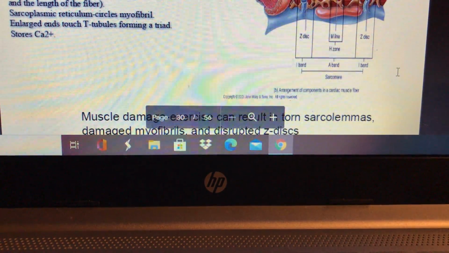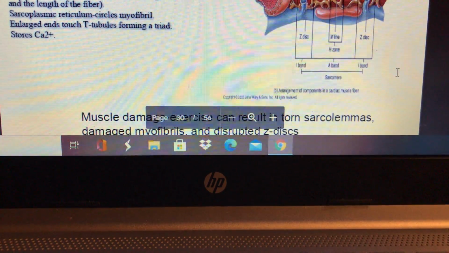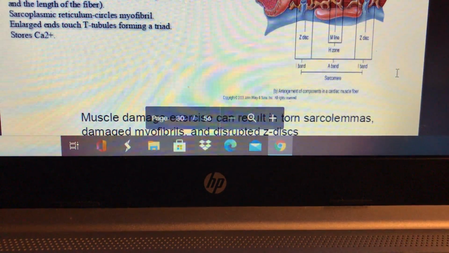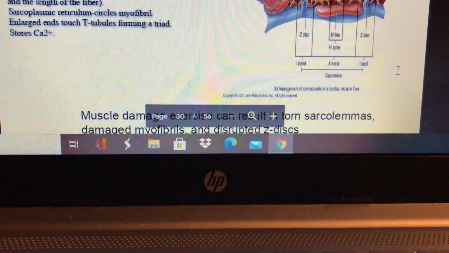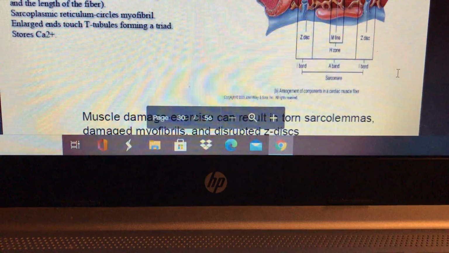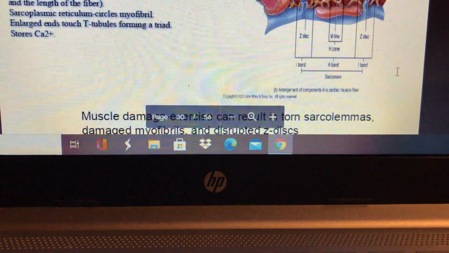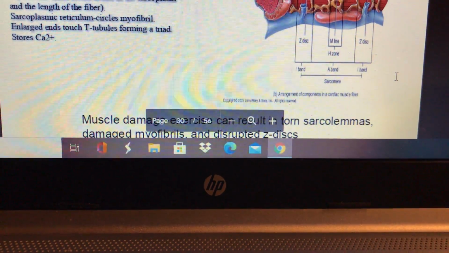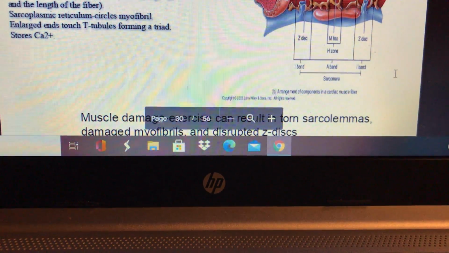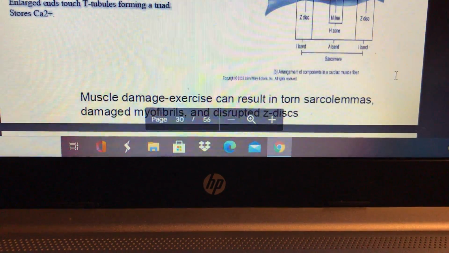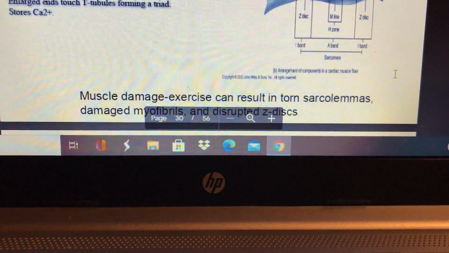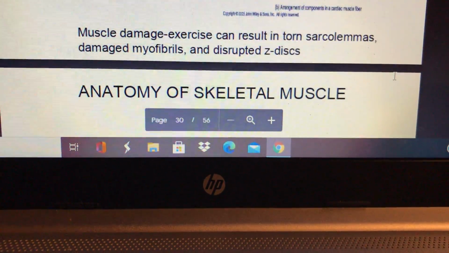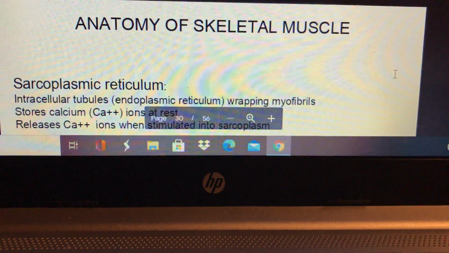The sarcolemma is the plasma membrane of a muscle cell. Transverse or T-tubules are invaginations in the sarcolemma towards the center of the fiber, filled with interstitial fluid. The sarcoplasm is the cytoplasm of the muscle fiber that contains glycogen and myoglobin. Myofibrils are small fibers found in the sarcoplasm along the length of the fiber. The sarcoplasmic reticulum circles the myofibril, and its large ends touch the T-tubules, forming a triad, which stores calcium.